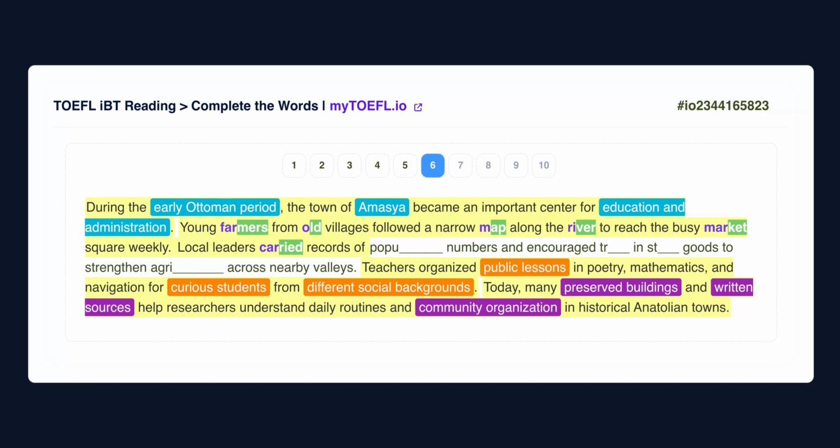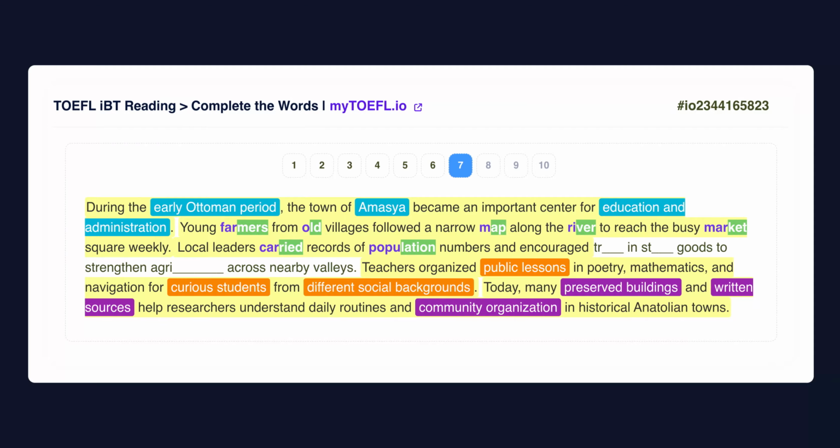Next, let's figure out what kind of numbers the leaders were tracking. Think about the administrative role mentioned at the beginning. Local leaders carried records of Po-blank, numbers, and encouraged. The word starts with P, O, P, and U, and has six blanks to be completed. The leaders were keeping track of the people living in the area. The administrative term for the total number of people in a town or region is the population. Based on what is provided, this noun perfectly completes the phrase regarding the records the leaders maintained.